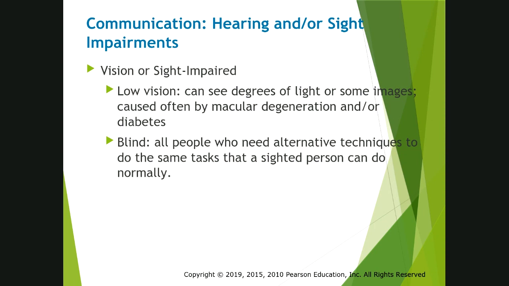Vision and sight impairment. Low vision means they can see degrees of light in some images, often caused by macular degeneration and or diabetes. Sometimes they have sensitivity to light, so be mindful of that. All people who need alternate techniques to do the same tasks that a sighted person can do normally, so it could be communicated in Braille. Please be aware that these patients don't need to be guided. They set up their environment where they can walk around and do things for themselves.